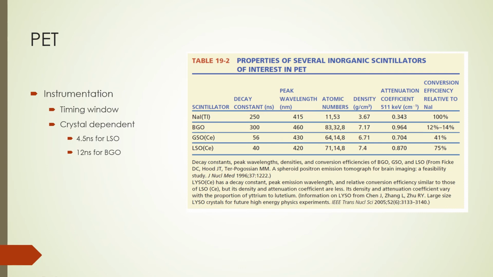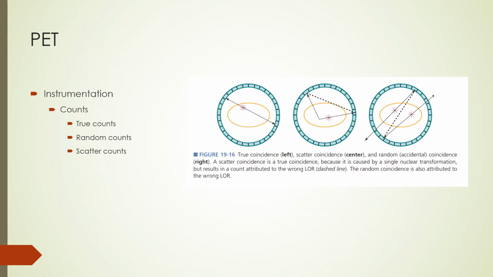The properties of various scintillation crystals used in PET are shown on this table. Once the timing window is set, counts can be detected. Counts are classified as true counts when they are in the coincidence timing window and along the line of response, the solid line shown on this image.